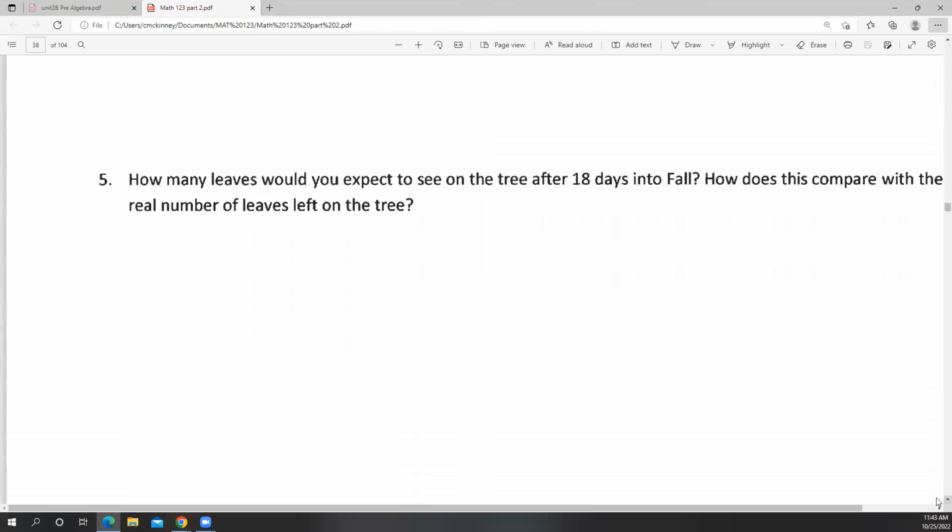So how many leaves would you expect to see on the tree after 18 days into fall? Where are you going to put the 18? And then you still have to add the 488. Yeah.